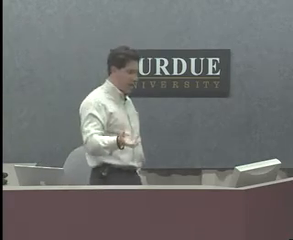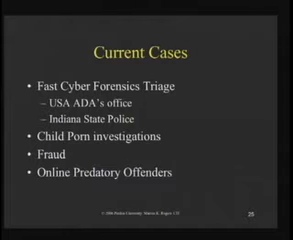The U.S. Assistant District Attorney's Office has been looking at this model, and the Indiana State Police. Child porn investigations in general, fraud. We've had fraud cases where it's the ability to geographically profile within that operating system, within that file system, where the biggest hit might be, where we might look for this information, extremely useful. The days of being able to look at every bit on a system are gone. Too much information, too narrow a period of time.